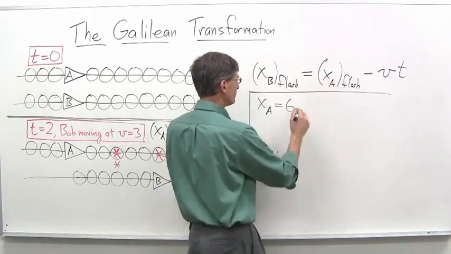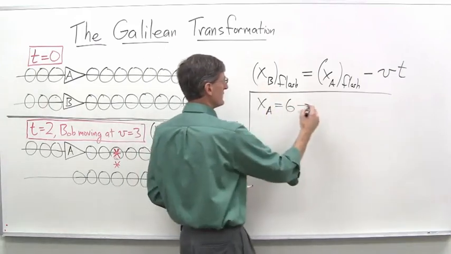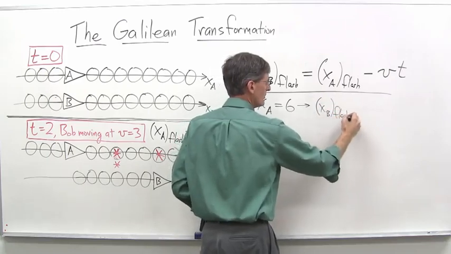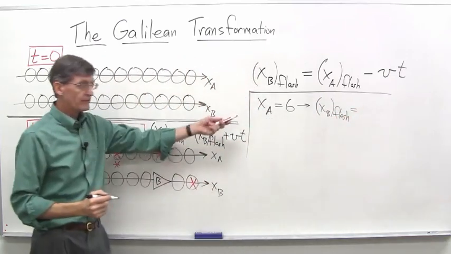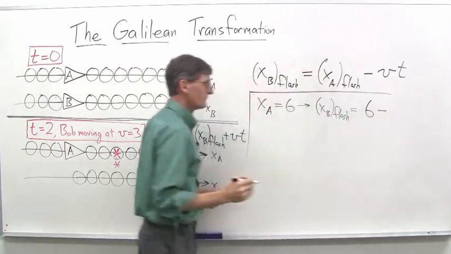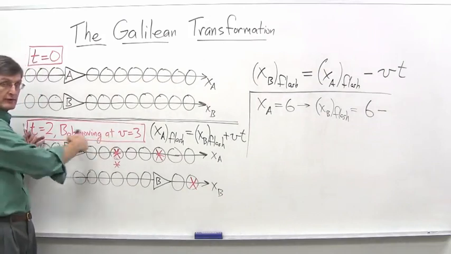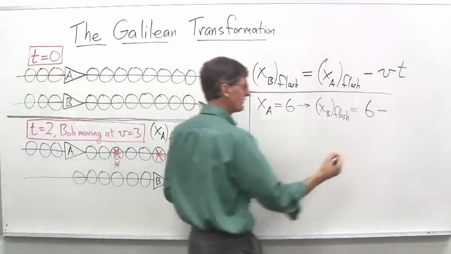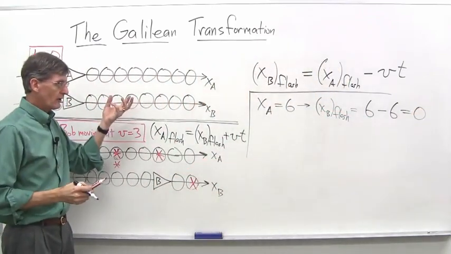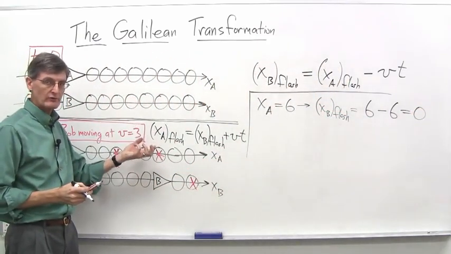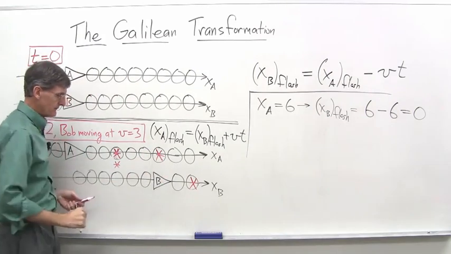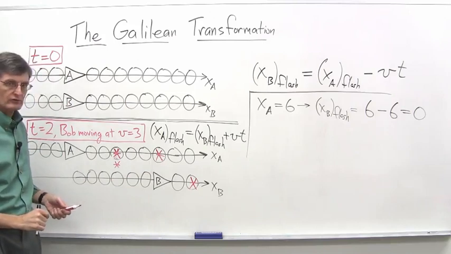So with this equation, we're going to get xb of the flash equals xa of the flash, which Alice says is 6, minus vt, and vt being 3 times 2 is 6. So I get 6 minus 6 equals 0. That's telling me, as far as Bob is concerned, the flash occurs at position 0, and that's exactly where he is. He's at position 0 there in his spaceship, and he sees the flash occurring.